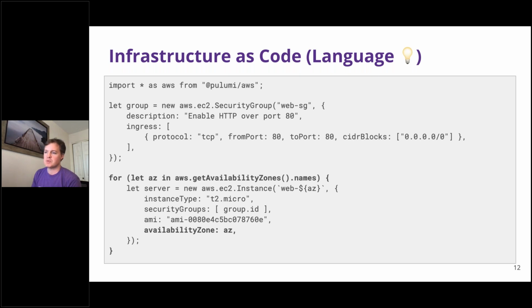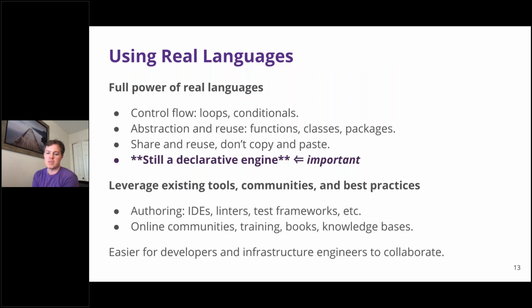But that's just really the tip of the iceberg. There's so many other things that we can think about doing once we bring real programming languages and real software engineering capabilities in. So loops and conditionals, we can create abstractions and we can reuse capabilities. We can create reusable functions that build up sets of infrastructure. We can put those into classes that have well-defined interfaces on them. We can put those in packages and share them across our organization as reusable components of infrastructure that capture best practices and can be reused in different places across our team.